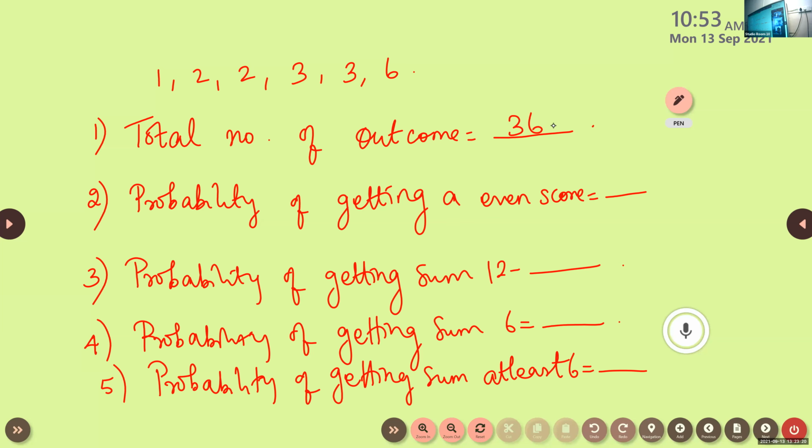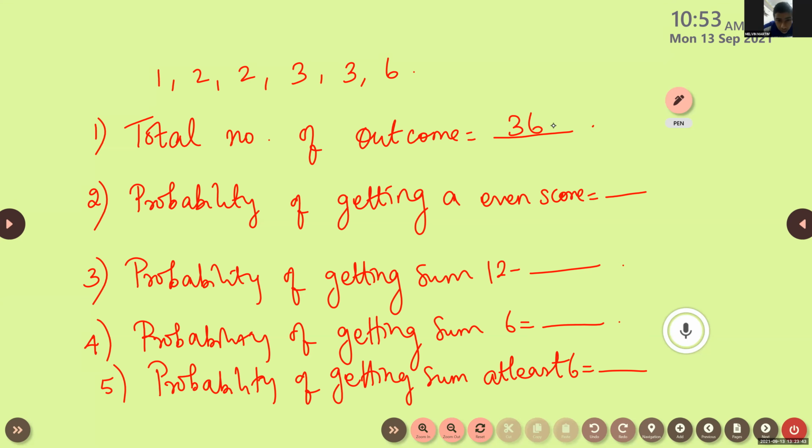Now, next one. What is the probability of getting an even score? Ma'am, what does score mean? What is given in the beginning? 2 dice are thrown and the total score in 2 throws is noted. What is meant by score? What is shown in the die, you add up. That is what we call a score.